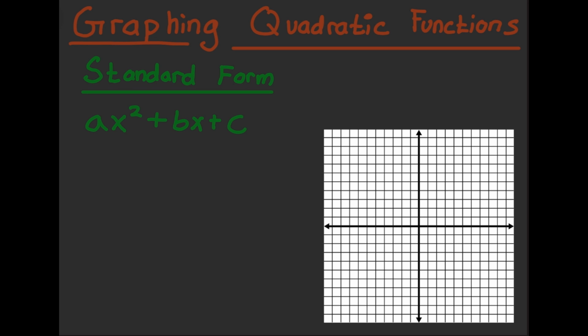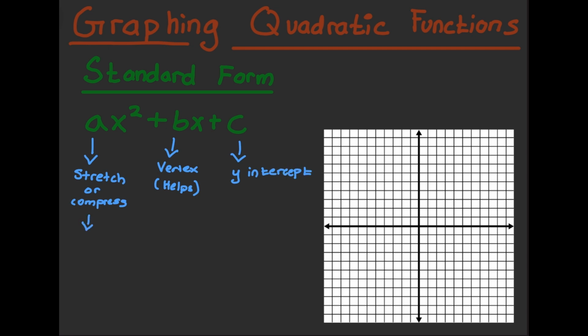The equation for a standard form quadratic is ax squared plus bx plus c. Your a value represents whether you are going to stretch or compress your graph. The b value will assist you in calculating the x value of your vertex. The c value will help you to find your y-intercept, and it is a constant.